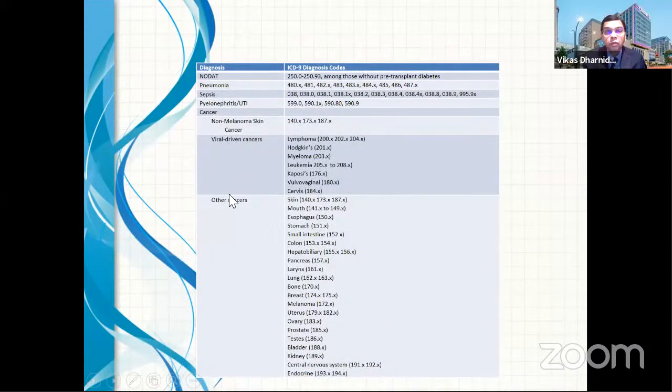These were the different ICD codes we used for new onset diabetes after transplant, pneumonia, sepsis, pyelonephritis, UTI, and different types of cancers, which we lumped into non-melanoma skin cancer, viral-driven, or other cancers.